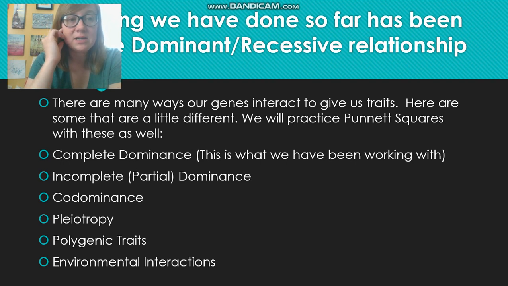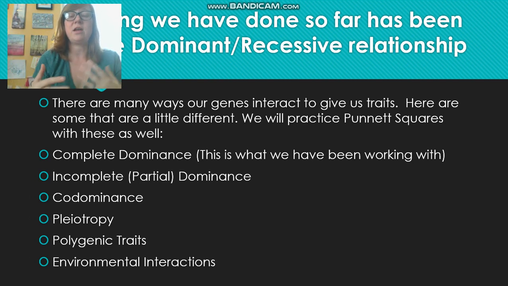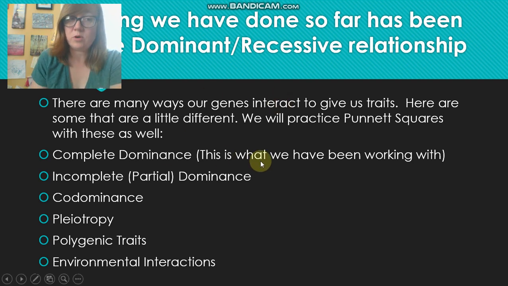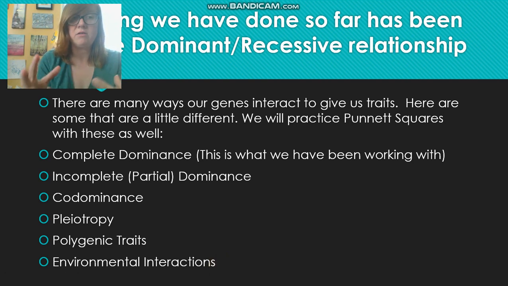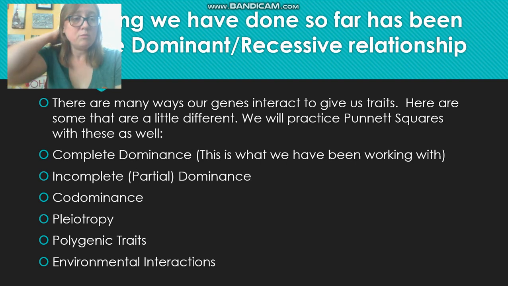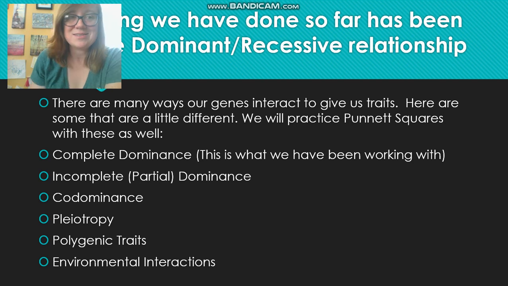And so today I want to take a little bit of time and go over some of them with you. There are many ways our genes interact to express our traits. One of them is complete dominance. That's the one that you've probably been working with your whole life. Another one is called incomplete or partial dominance. We have codominance, pleiotropy, polygenic traits, and there are environmental interactions. What I mean by that last one is there are ways that our environment influences how our body is going to express our traits. We'll get to that when we get to it. It won't be right this minute.